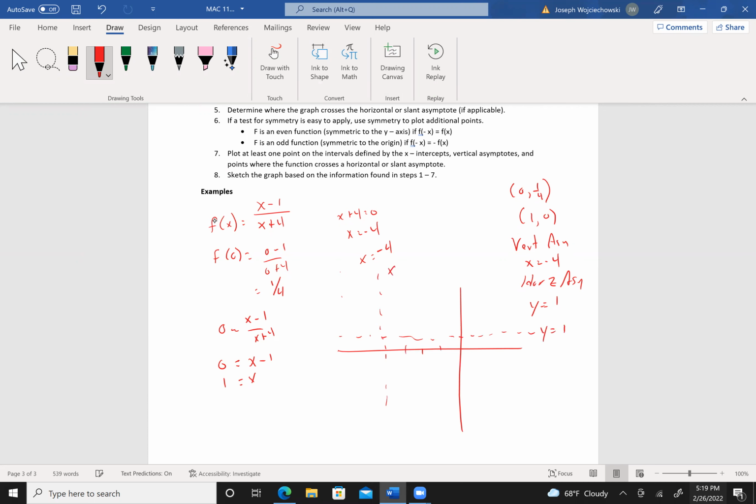y equals 1. x equals -4. Then I have (1, 0). And I have (0, -1/4), down here. So this part's going to look like this, and then this part's going to look like this.